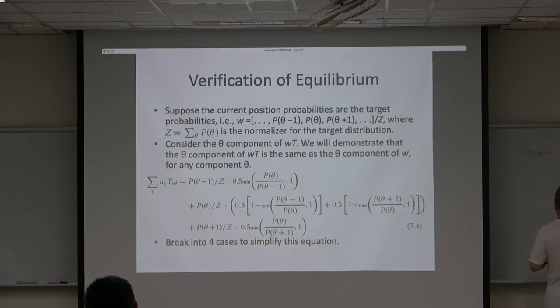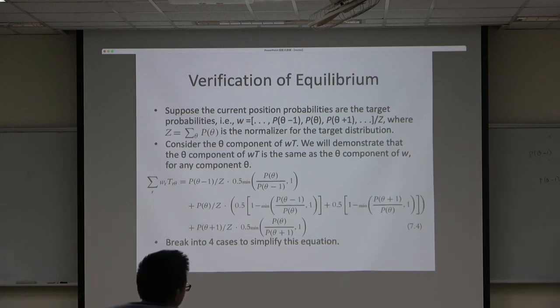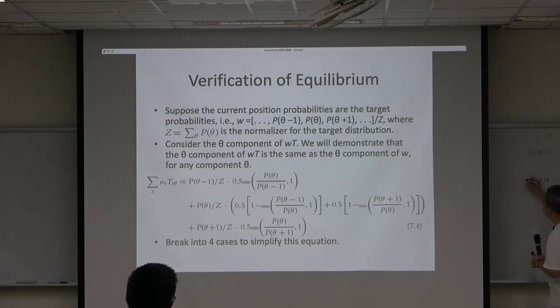Okay. The first case, p of theta minus 1 is smaller than p of theta. And then p of theta happened to be smaller than p of theta plus 1. Of course, in this case, it implies that p theta minus 1 is also smaller than p theta plus 1. Okay, it happens to be this case. So this is the first case.